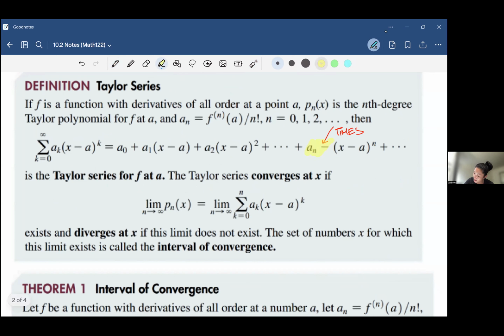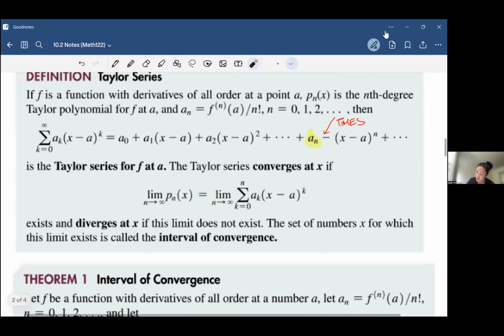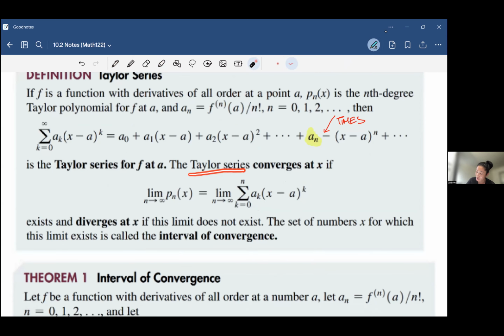But this a sub n, that's something that we really want to focus on. So in all the questions we're going to have, I'm going to give you an a sub n. Let me only highlight that, not the minus sign. The a sub n, that is going to be our coefficient formula. Okay, so we're going to be already given the coefficient formula. And from that, we're going to want to make two choices, okay? Choice number one, we're going to want to see if this Taylor series converges at x. And the Taylor series will converge if this statement is true.